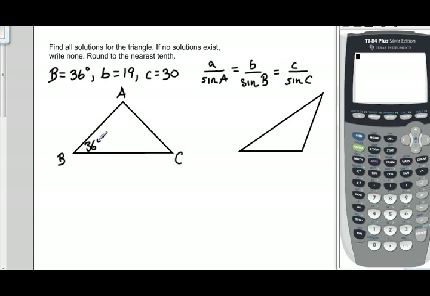Let's fill in our information. So this is 36 degrees here. A 30 goes here for side C, opposite angle C. A 19 goes here for side B, opposite angle B.